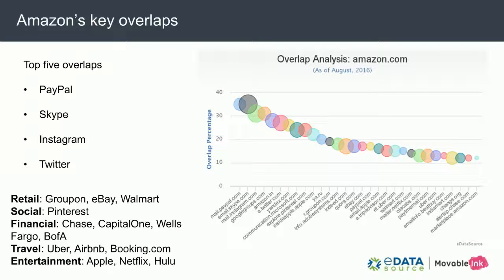Putting this together with other key overlaps in retail, financial services, travel, and entertainment gives us an indication of Amazon subscribers' key interests and what kind of email experience they may be having. And this is important because many of these people are your customers too. But let's flip this around and look at how some key retail brands' email customers are overlapping with Amazon.